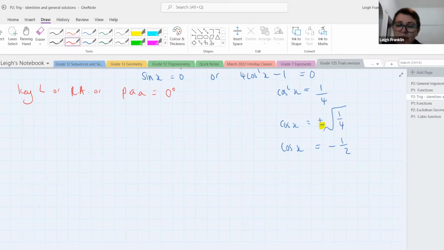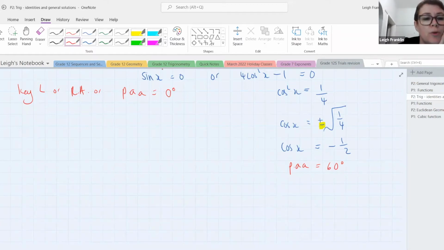Okay, so the negative is used to determine which quadrants we're going to work in. It's not used to find your PAA. So you would press Shift Cos, pop in the half, and your PAA in this case would end up being 60 degrees. Okay, so for sine x equals 0, we would consider 0 positive in this sense. Okay, 0 isn't positive, but for the sake of this in trigonometry, we would consider 0 to be positive.